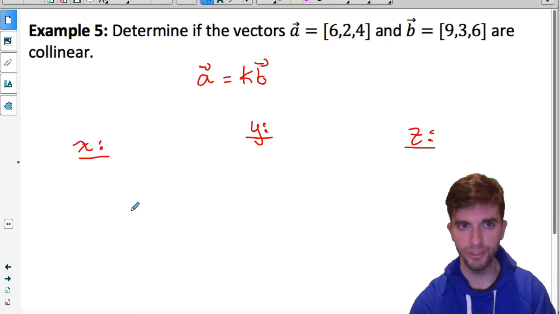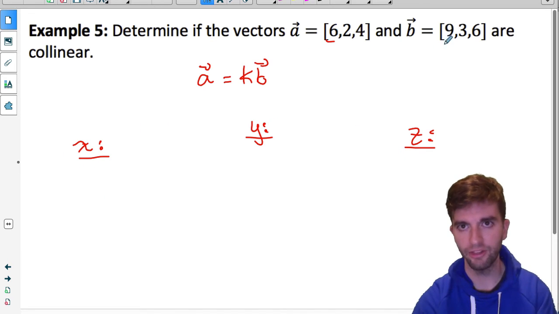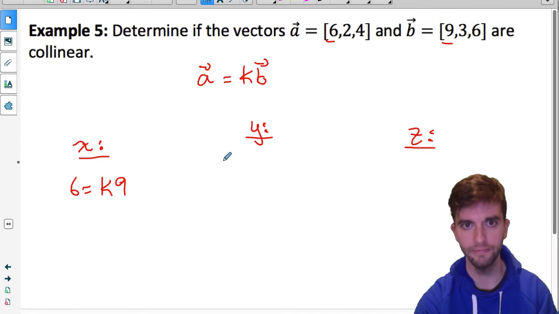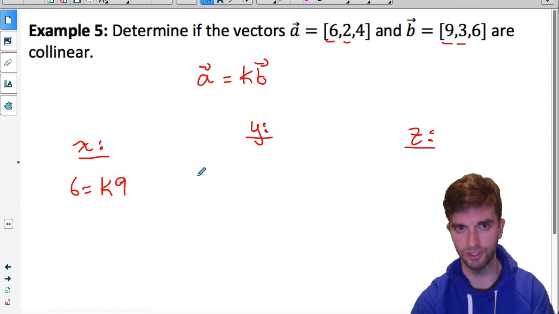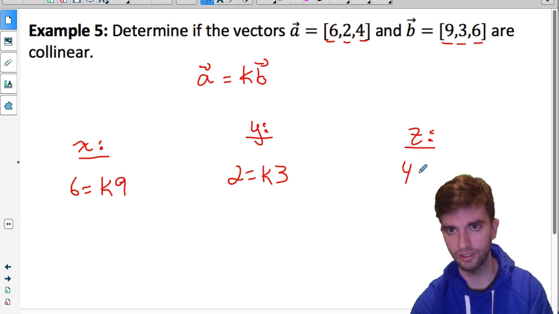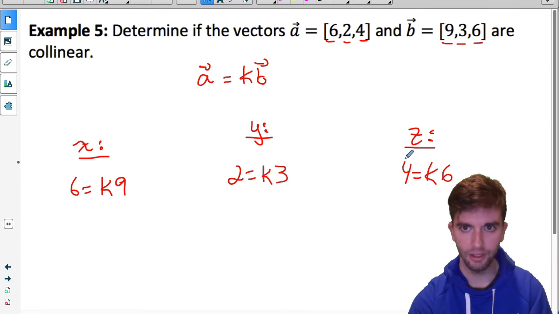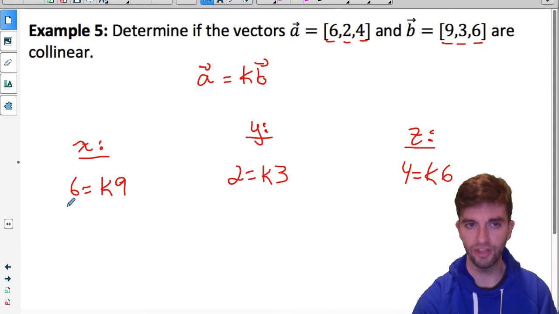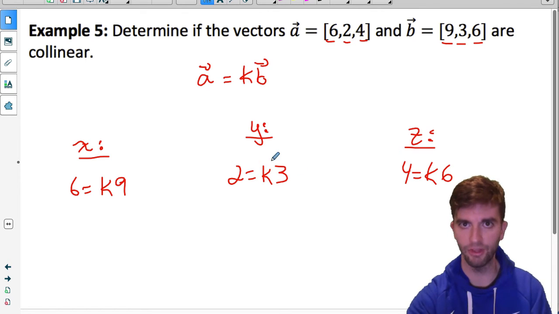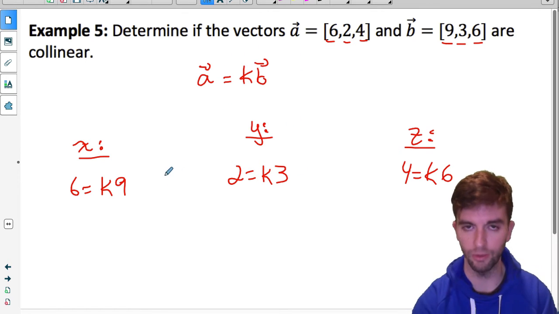So I'm going to set myself up 3 equations, one for each of the components. The x components are scalar multiples of each other, so 6 equals k times 9. The y components are scalar multiples of each other: 2 equals some scalar multiplication of 3. And the z components are also scalar multiples of each other: 4 is equal to some scalar multiple of 6. They'll only be collinear if each of these equations has the same solution for k. If the scalar multiplication to get between the x coordinates, y coordinates, and z coordinates are all exactly the same. That's the only way that vector a could be equal to a scalar multiple of vector b.